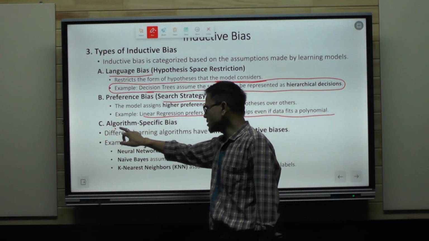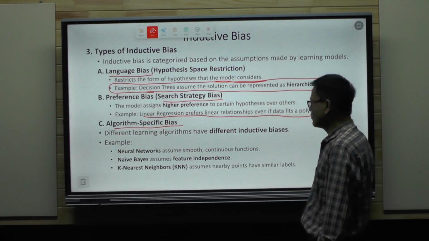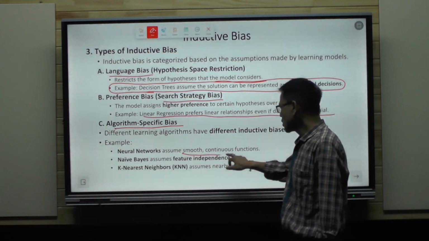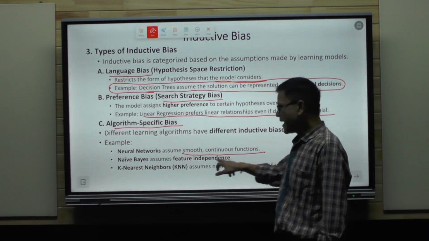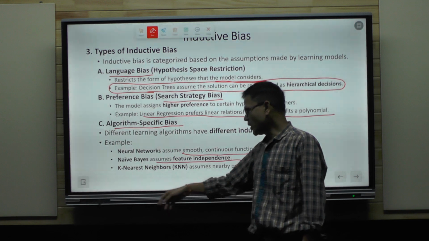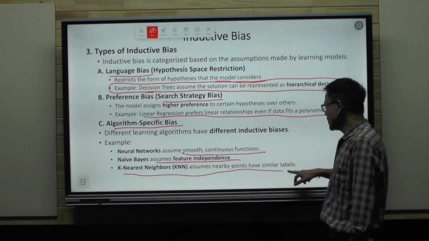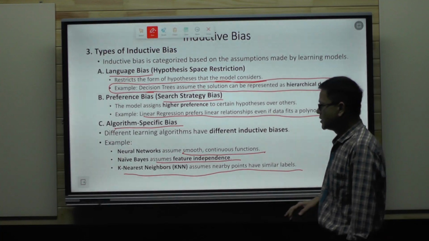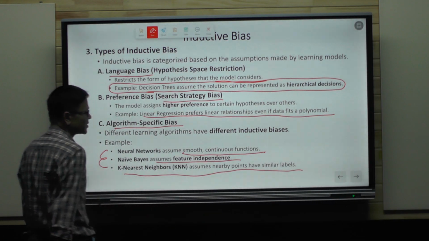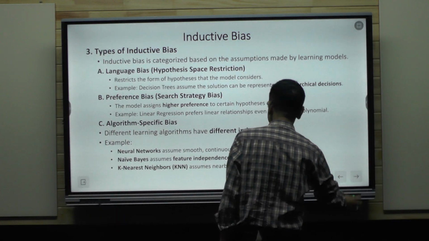Or we can have an algorithm specific bias. So different learning algorithms have different inductive bias. For example, a neural network assumes a smooth continuous function. Naive Bayes assumes feature independence. And k nearest neighbor assumes nearby points have similar labels. So these are assumptions, and that is known as inductive bias.